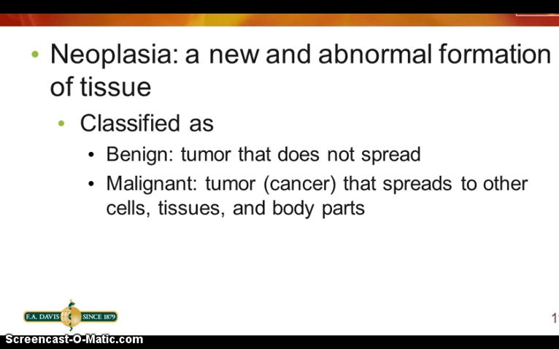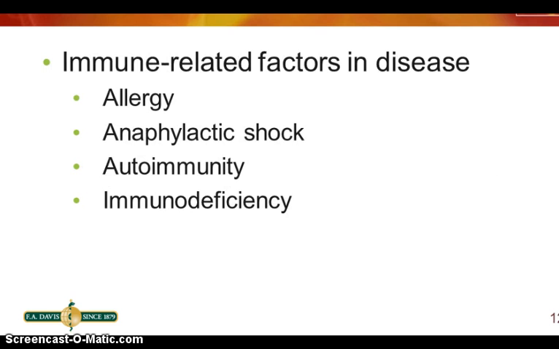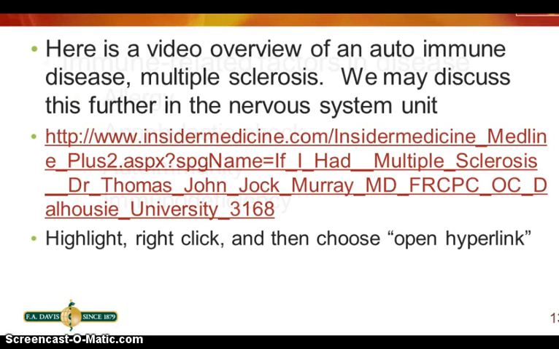Neoplasia literally means a new growth, and it's abnormal formation of tissue, new growth of tissue. It can be benign, which means it does not spread, or malignant, which generally defines cancer. Immune-related factors in disease include allergy, anaphylactic shock, which affects the entire body, autoimmunity, and immunodeficiency.